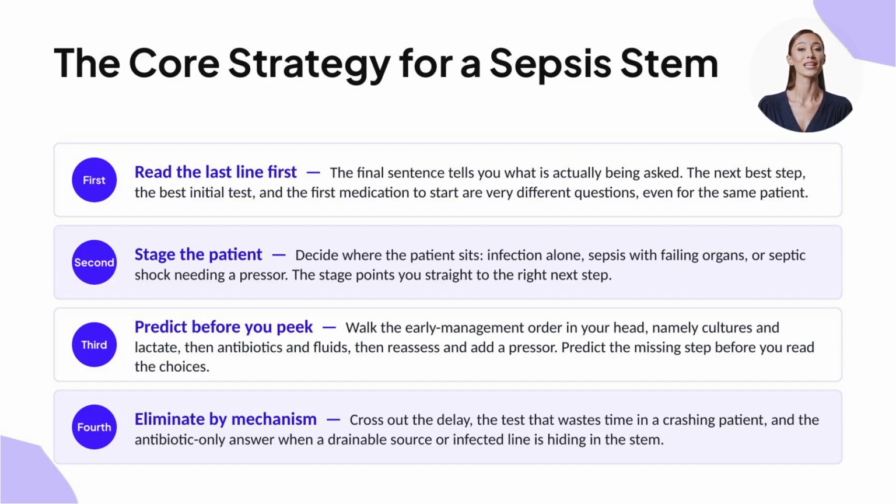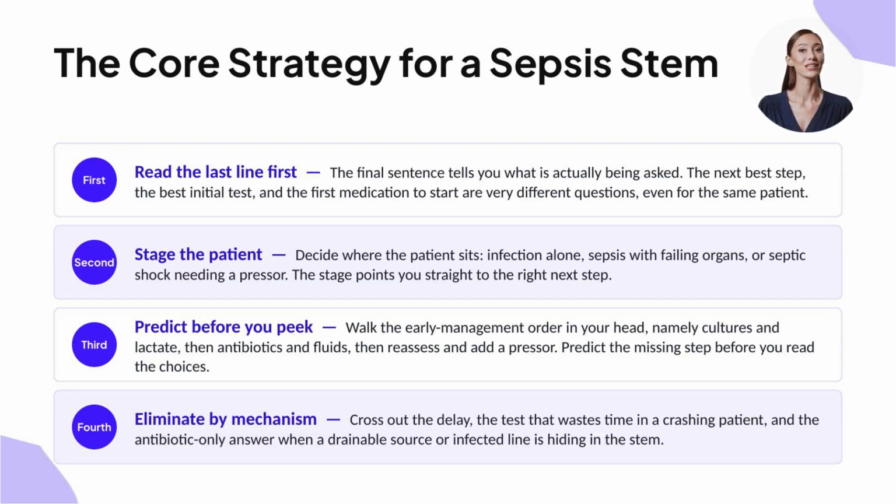Third, predict the answer before you peek at the choices. Walk the early management order in your head, namely cultures and lactate, then antibiotics and fluids, then reassess and add a pressor, and predict the missing step. If you already have an answer in mind, the attractive wrong options cannot pull you off course.